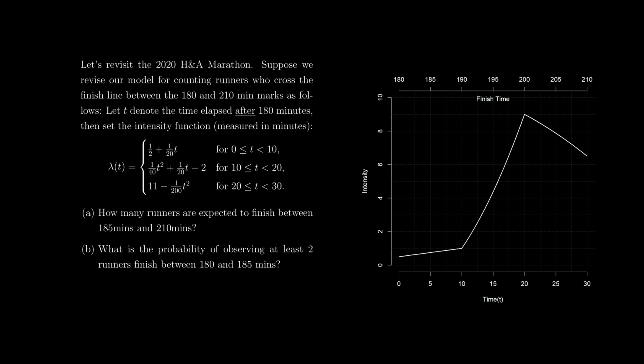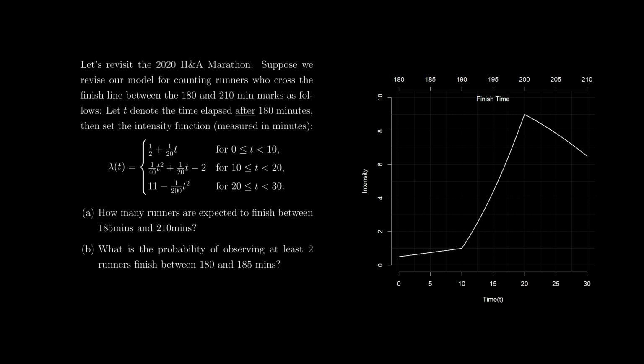Okay, so what's strange about this? Well, we've got an intensity function which is piecewise defined over 10-minute subintervals of the time window over which our questions pertain. And then we've got a bunch of questions. Question 1 is, how many runners are expected to finish between 185 minutes and 210 minutes? And 2, what is the probability of observing at least 2 runners finish between the 180 and 185 minute marks?